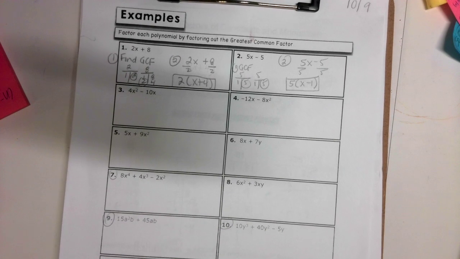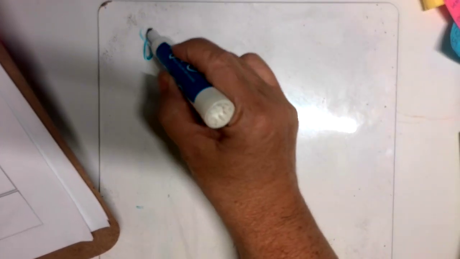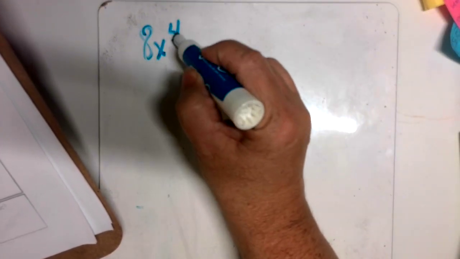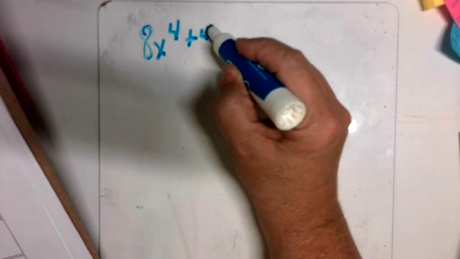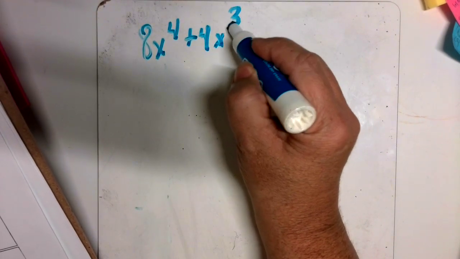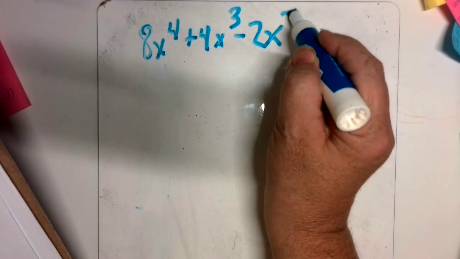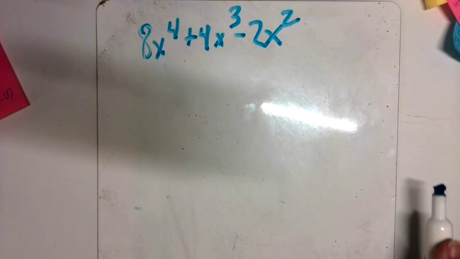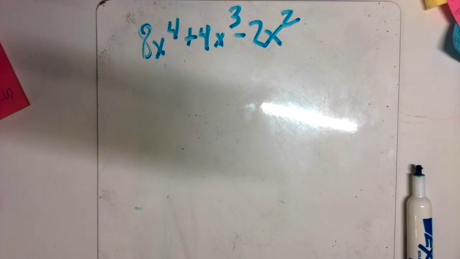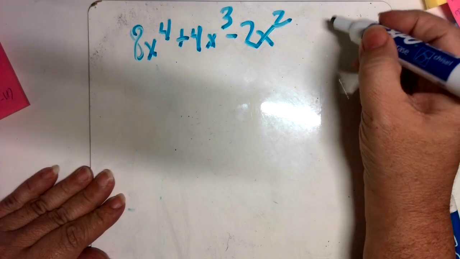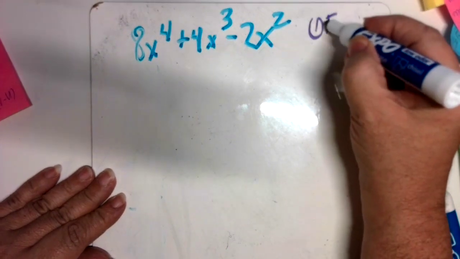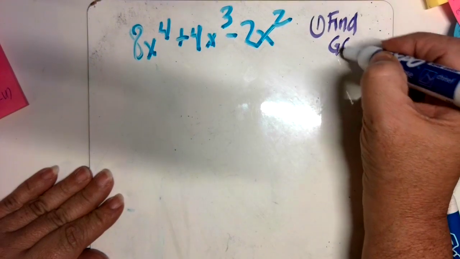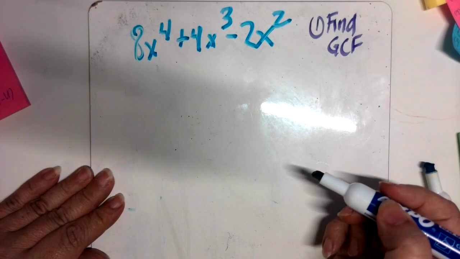Okay. So number 7, I'm going to write it on my whiteboard. It is 8x to the 4th plus 4x cubed minus 2x squared. So we're factoring out the greatest common factor. The first thing you do is find the GCF. So how do you do that?